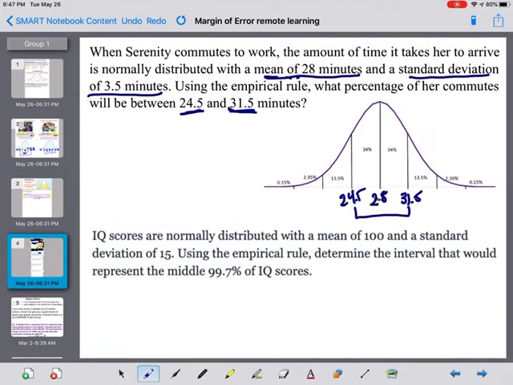So that's going to be 68%. That's your answer. If you want to use the calculator, you would just enter the lower, this number, the upper, the mean, and the standard deviation, and hit enter, and it's going to give you that, and then just round it to a whole number.